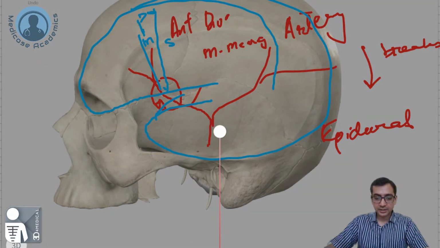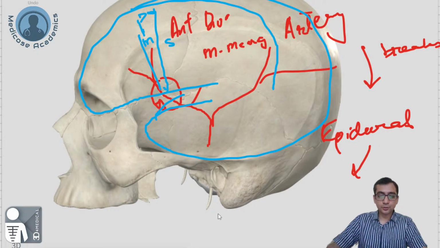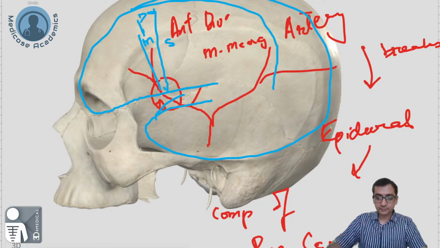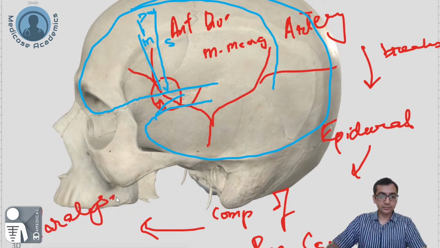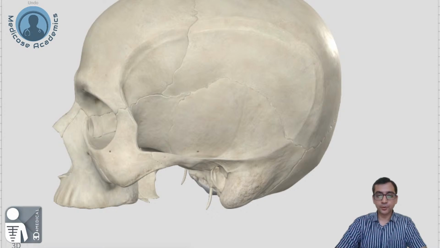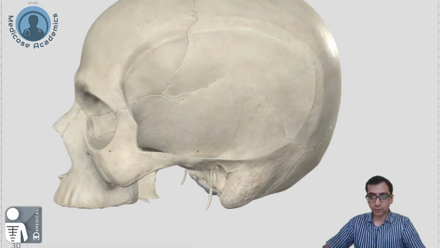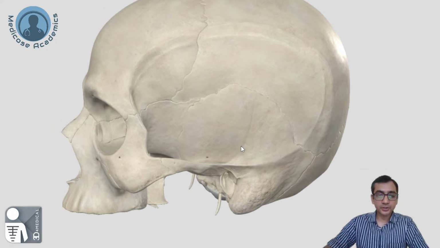That leads to the epidural hematoma, which leads to compression of the precentral sulcus, and that leads to paralysis. So this is why we focus so much on pterion and why it's important. If it breaks, it's a neurosurgical emergency. You do a burr hole, remove the hematoma and plug the artery. So this is about the pterion.